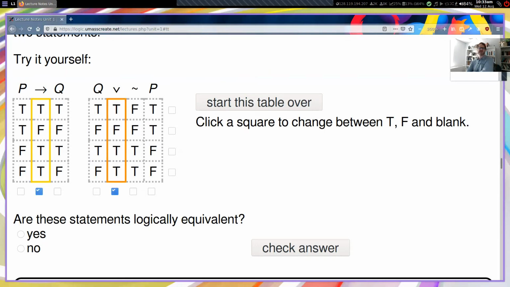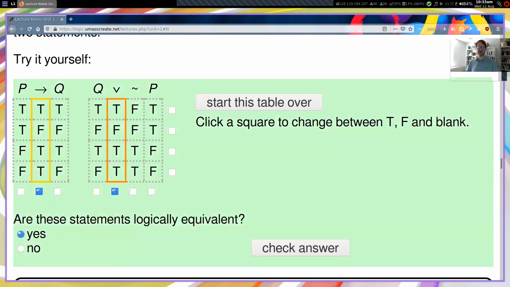So when we look at the final columns we did for each of these two statements, both are true, false, true, true. These statements mean the same thing. They have the same final column underneath their main operators, right? So since the columns are exactly the same, these two statements mean the exact same thing. So the answer is yes to are they logically equivalent.